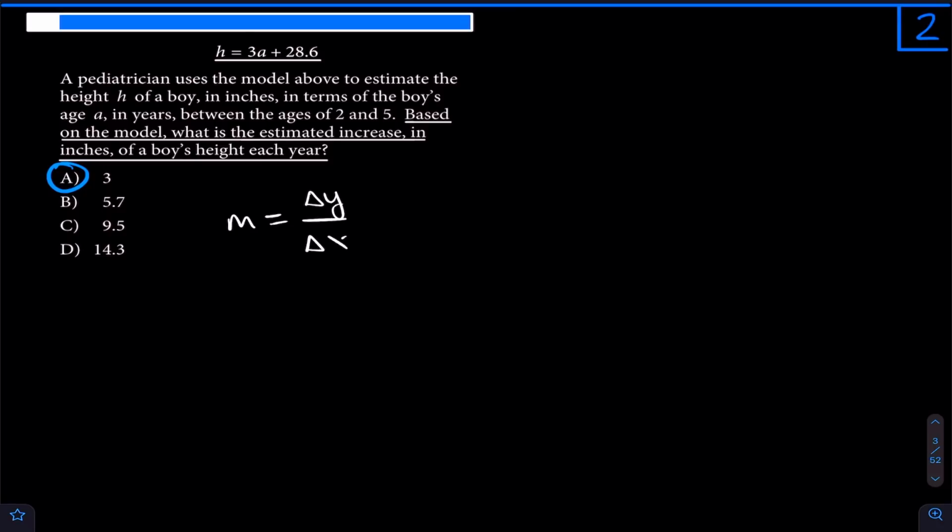The units for slope in general is change in y over change in x. Here, that y is an h, and the x has an a there. And what are the units on both of those? Well, the h, the height, is measured in inches, and the a, the age, is measured in years. So it's being measured in inches per year. And so this 3 right here, the slope, we know is 3 inches per year.